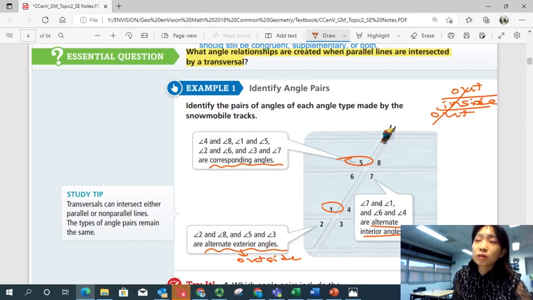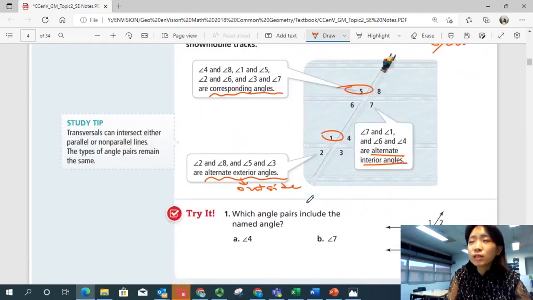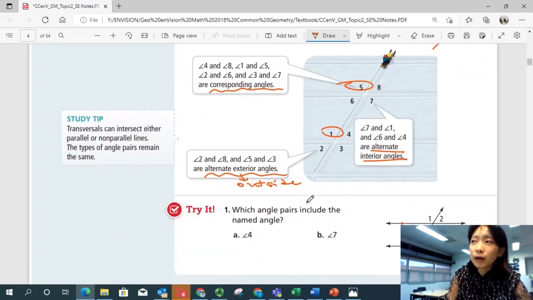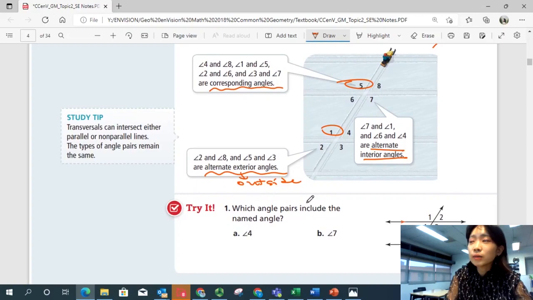These are some key vocabularies that you need to know. Transversal, intersect parallel or non-parallel lines. The angle pairs are going to be called in these ways, okay? So let's look at try number 1. Which angle pairs include the named angle?